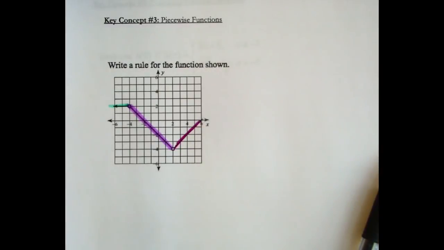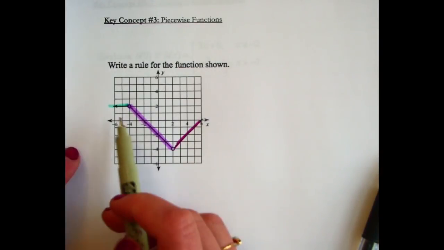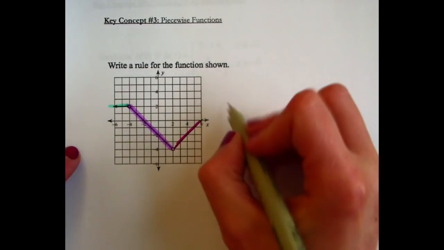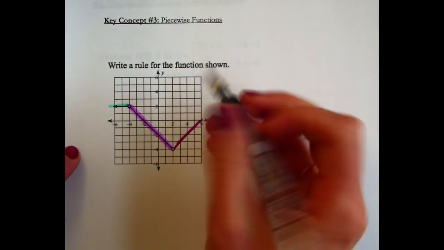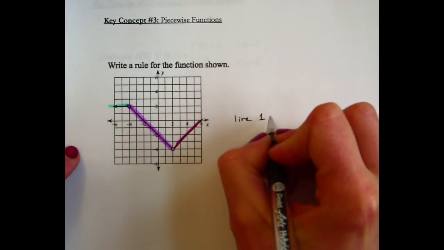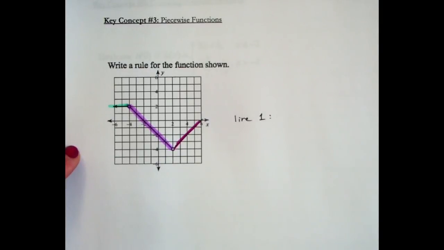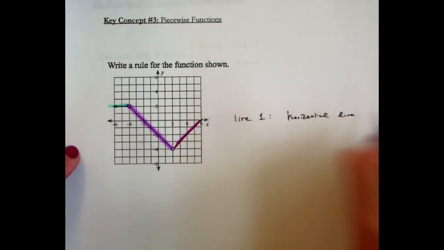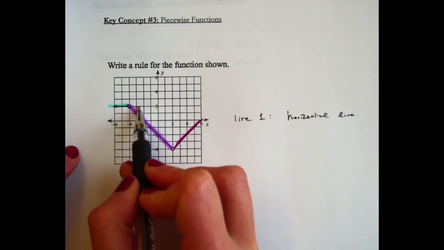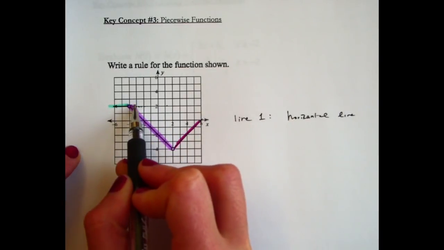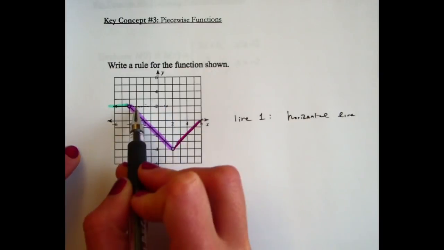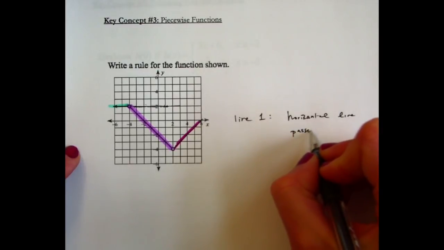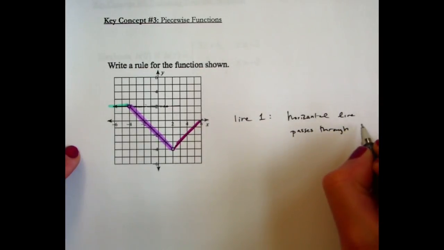So let's begin with our first horizontal function. We'll just call it line 1. And this is a horizontal line, so it has no slope. And if we were to extend this horizontal line past its domain, we would see it would pass through the y-intercept of 2. So the horizontal line passes through the point 0, 2.